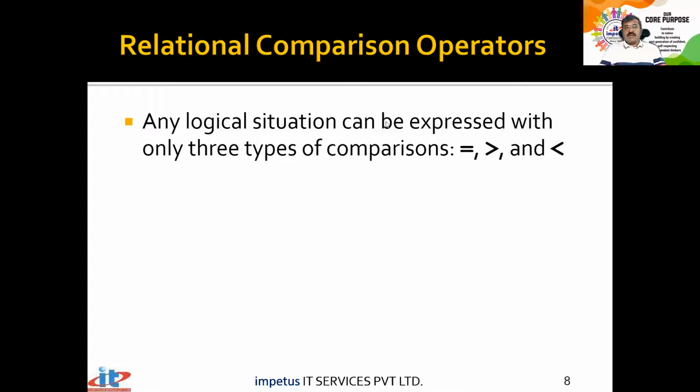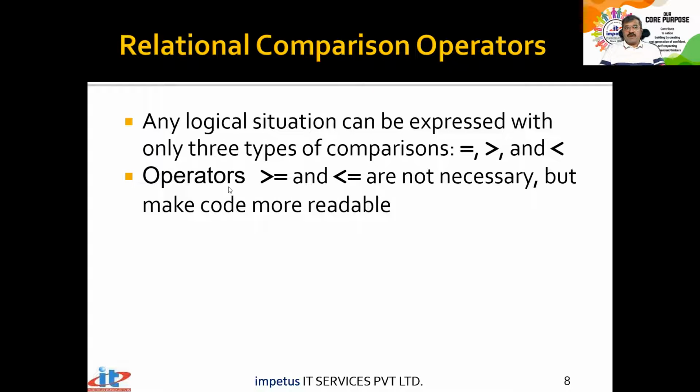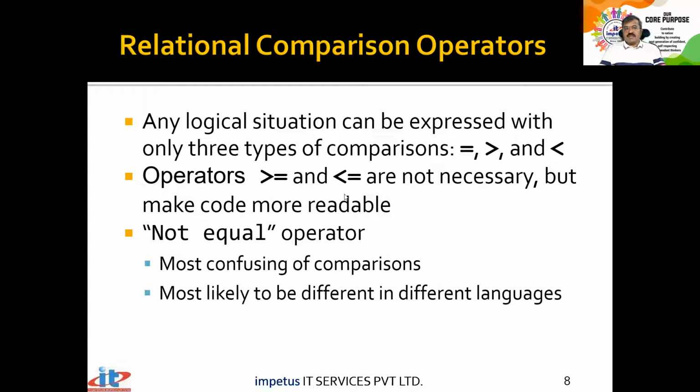Any logical situation can be expressed with only three types of comparison: equal to, greater than, and less than. Any kind of complex conditions that you have. Operators greater than or equal to and less than or equal to are not necessary, but make the code more readable. If I wanted to check greater than or equal to, in that case, I could have used the combination of these two conditions and achieved that. But this makes it easier to understand.